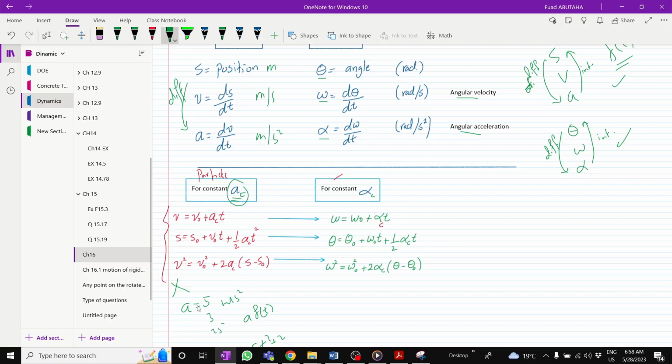But if it is a constant, we start using this one. We are no longer using that one. That one, integration and differentiation, is only for when it is a function of time.